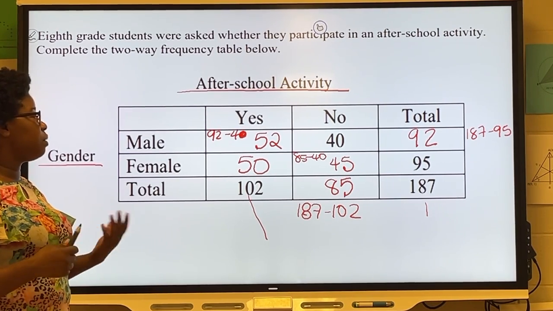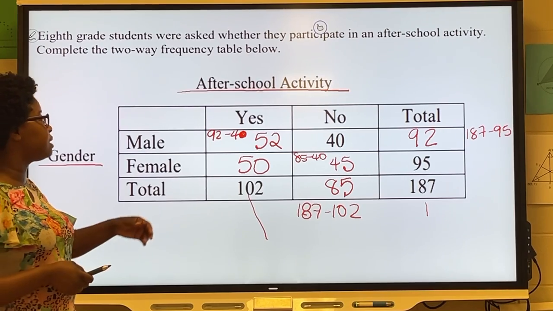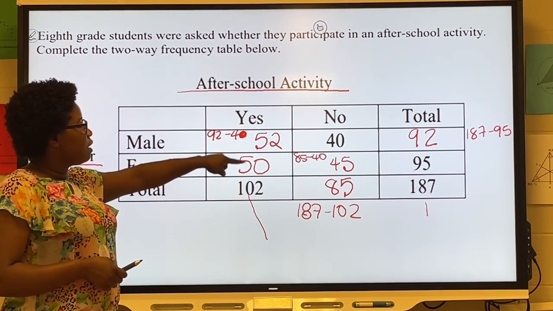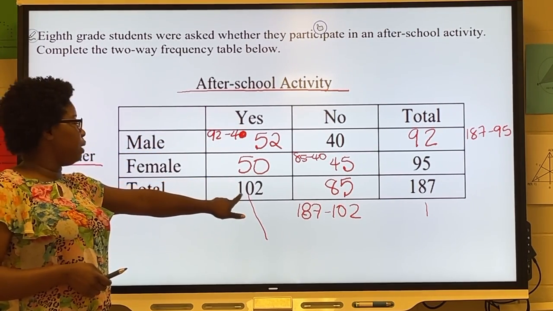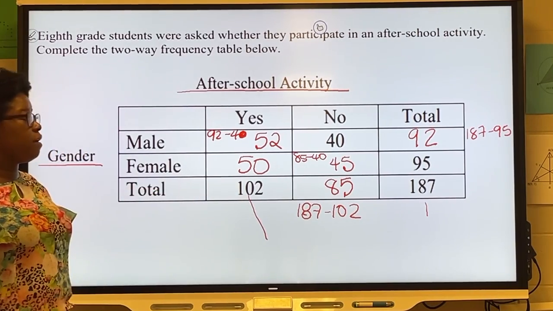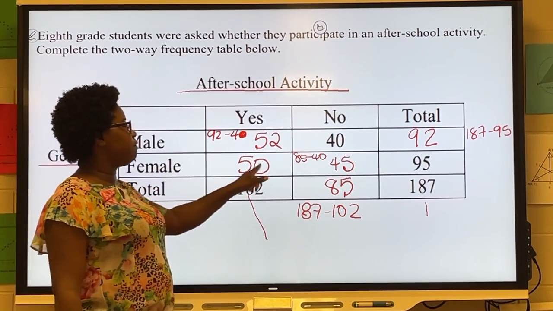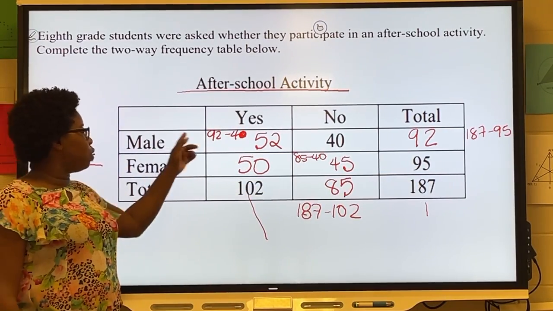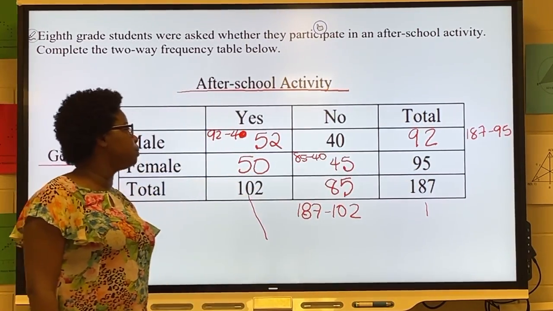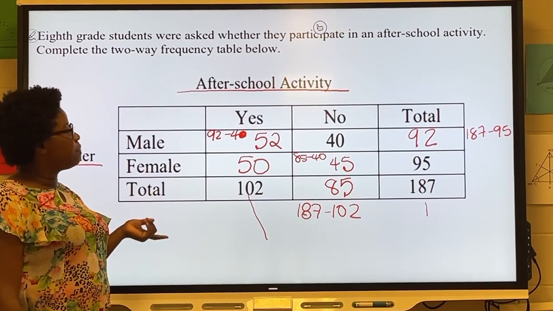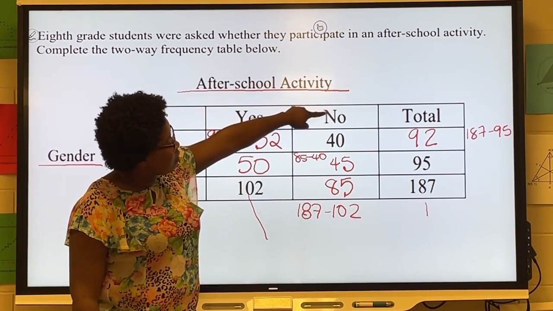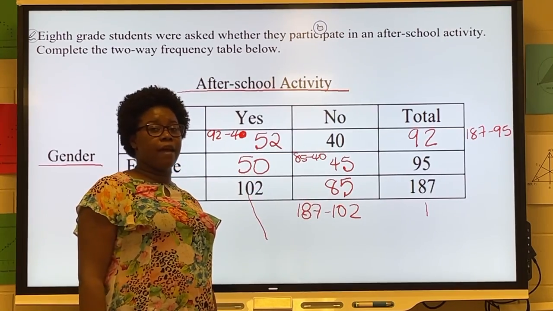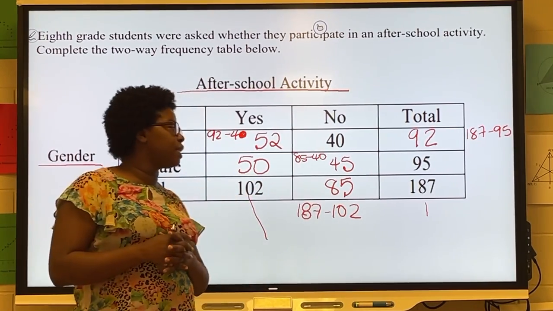All right? So you could be asked how many students said yes, right here. Yes for after-school activity, it would be 102. How many females are in the sample? Total females came up to 95. How many males? Total males came up to 92. How many people said no? Total number of people saying no would be 85. And that's how you complete your two-way table.